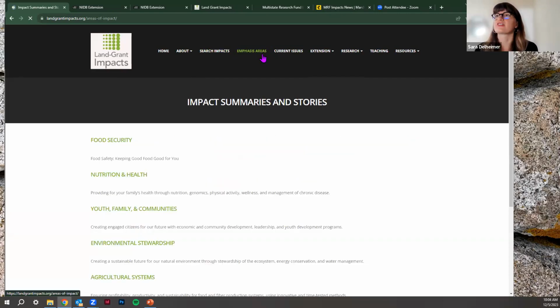Go to the emphasis areas tab, and you'll see that we have a bunch of impact summaries and stories. These are materials that are developed by a team of communicators at the beginning of each year. They are based on the impact statements submitted to the database within the last year, and we house them by focus area.